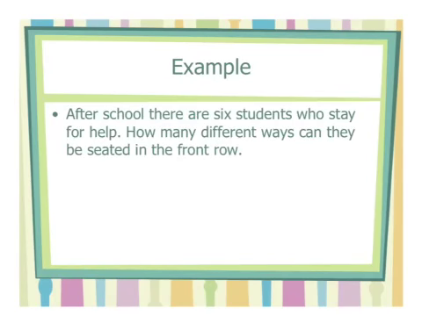In this example, we have 6 kids staying after school for help. We want to know how many different ways they can be seated in the front row. So I'm going to start off drawing 6 spots for them to sit. I think it helps to have names in a problem like this. So let's pick out 6 names.